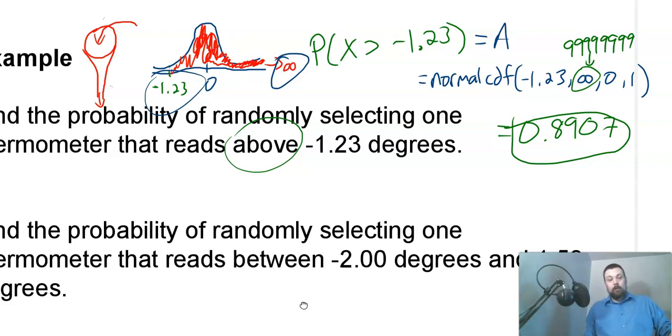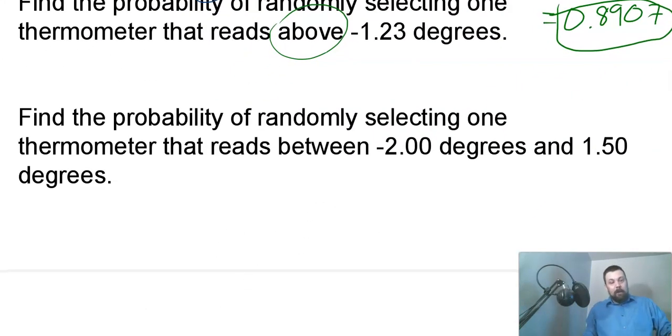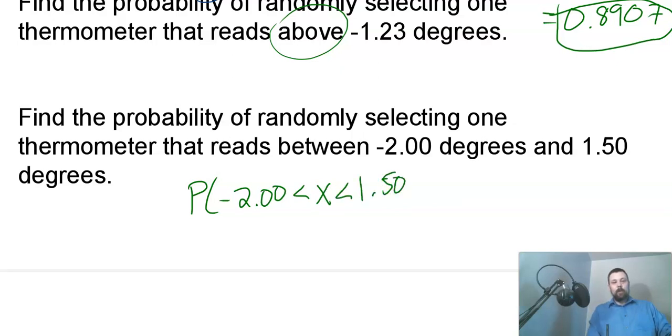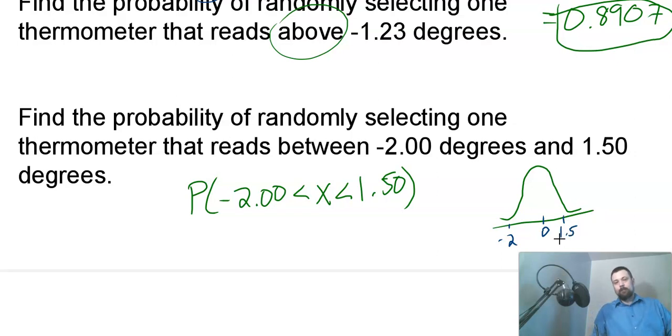All right, so let's take a look at this example here and then I have a couple more and then we'll be done. Find the probability of randomly selecting a thermometer that reads between negative 2.00 and 1.5. So again, draw a picture just to make sure you have a good sense of what's going on, the area that you're actually finding. 0's in the middle. We have negative 2 over here on the left tail. It goes pretty far into the left tail. 1.5 doesn't go all that far into the right tail, but gets pretty close to it. And we want to find the area between these two values.